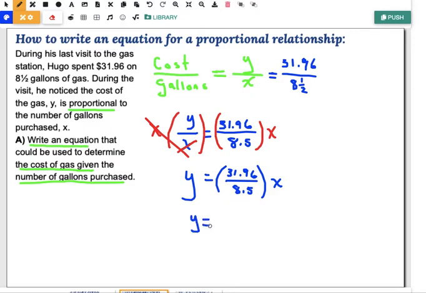So this is going to be Y equals, and let's calculate that very briefly, right? We go to our calculator, and we have 31.96 divided by 8.5, and that gives you $3.76. So the cost of a gallon of gas is $3.76. So what this equation represents is the cost of the gasoline will be $3.76 times the number of gallons that you are buying. So that's what that represents.